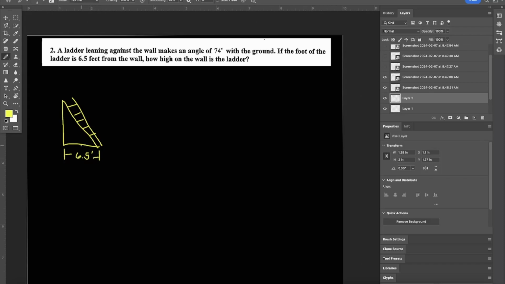Okay. And we're being asked how high on the wall is the ladder. So this is our wall. So we're being asked for this side. Let's just label that as y. Our angle in consideration is also our angle of elevation, which is on this side. And that will give us an angle of 74 degrees. So let us proceed with our solution.